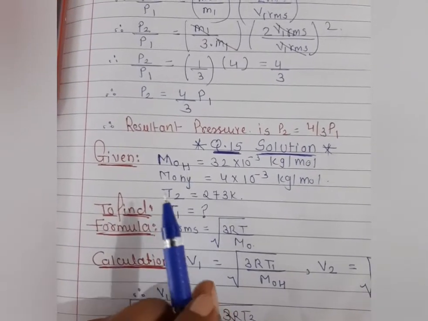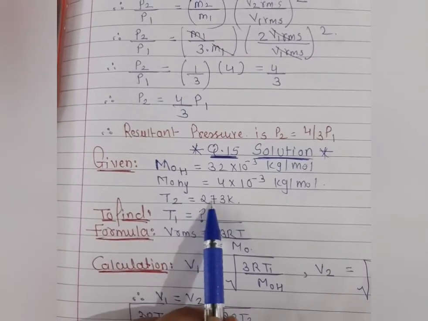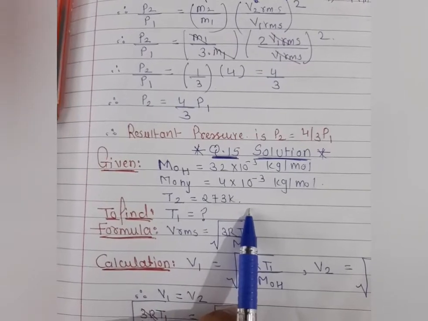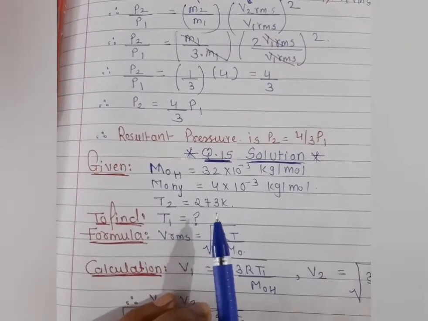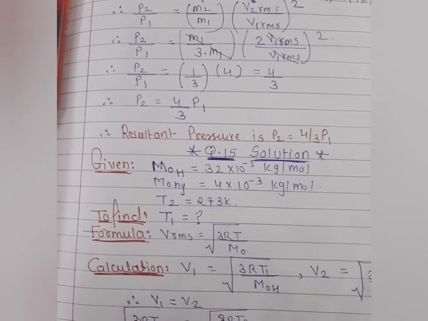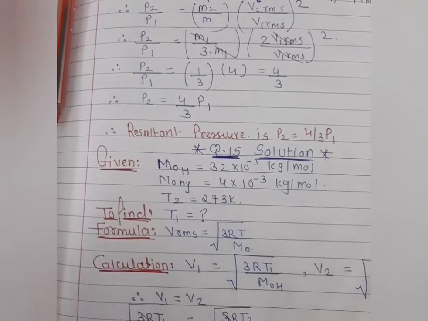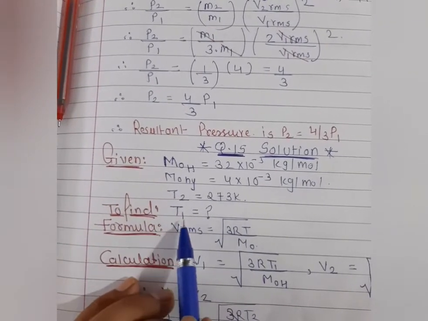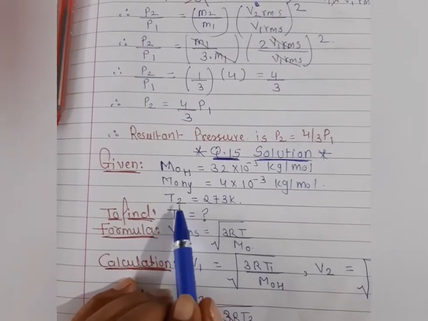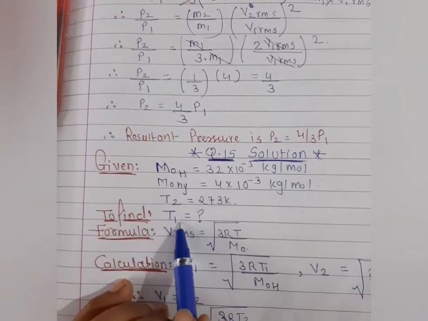Why? Because, students, at the final temperature the value is the natural surrounding temperature, that is 273 Kelvin. Always remember, students, when any gas is present in natural condition, at that time we take the temperature as 273. After changing the temperature we take the changed temperature as T1. So here we have taken one temperature, that's why I am taking the other temperature, and the names are initialized as T2 and T1.